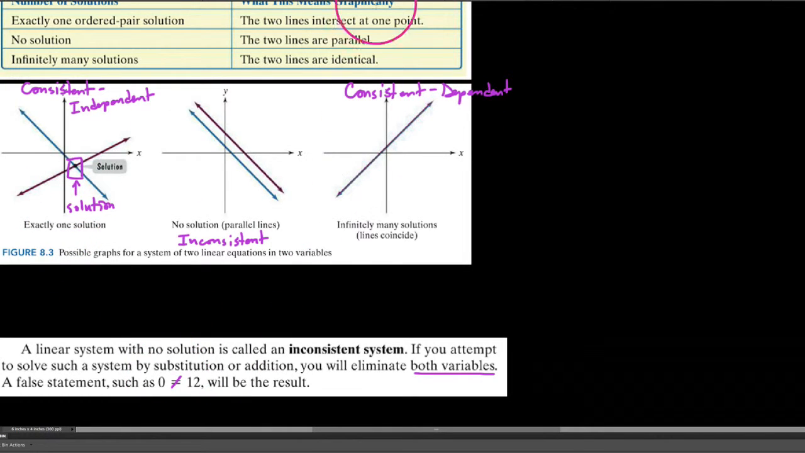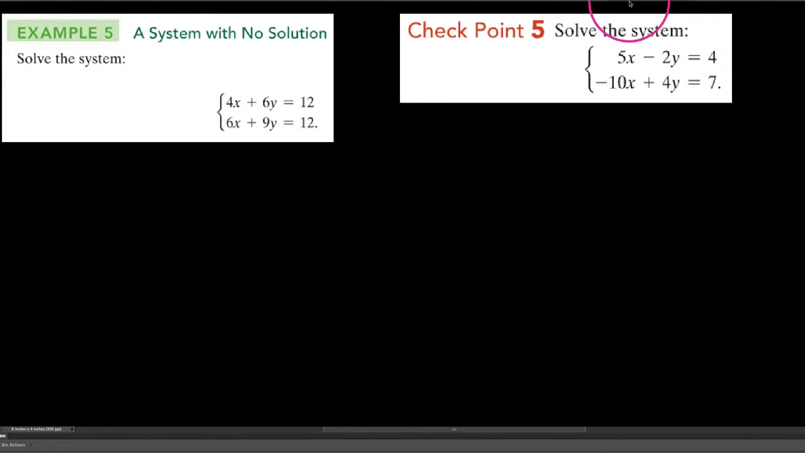So let's take a look in this video here at some inconsistent systems and this idea that you'll end up with a false statement. So looking at this first system here, it says that we want to solve it. You'll notice that it doesn't say which method we have to use in order to solve this. And so one thing that I might try, just as a real quick exercise, is representing these graphically.